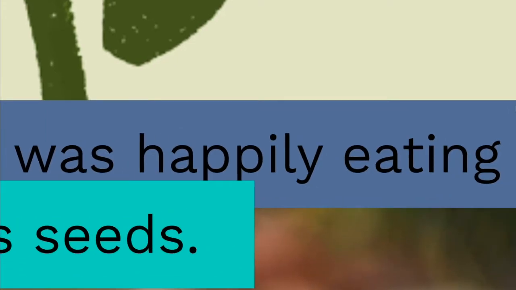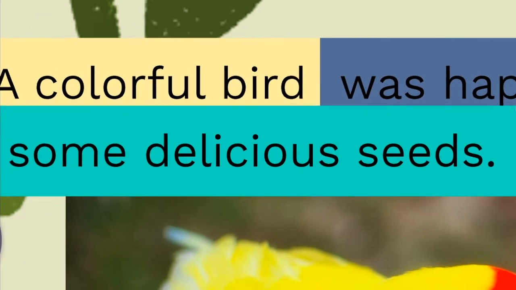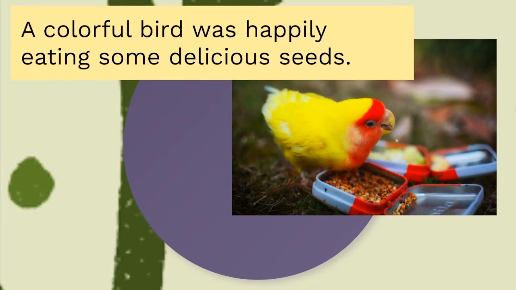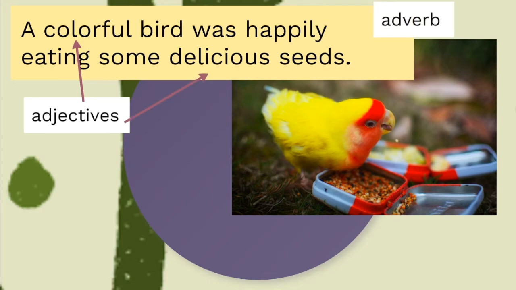Was happily eating. This is our verb. We also have an extra word in here, happily, to tell us how the bird was eating. And finally, some delicious seeds is our object. So here, we've added some words to make our sentence more interesting. Adjectives, like colorful and delicious, and an adverb, happily. But this is still a simple sentence.